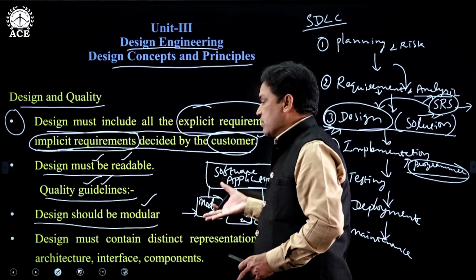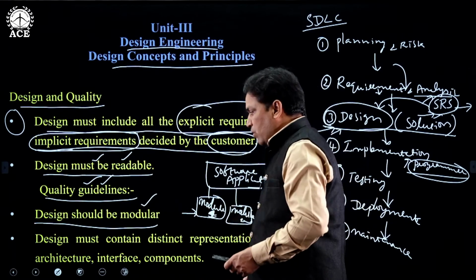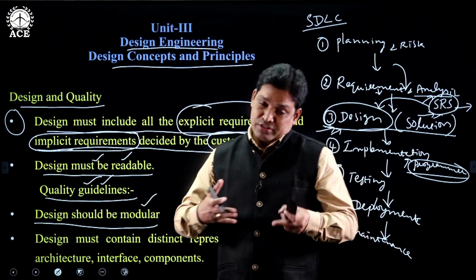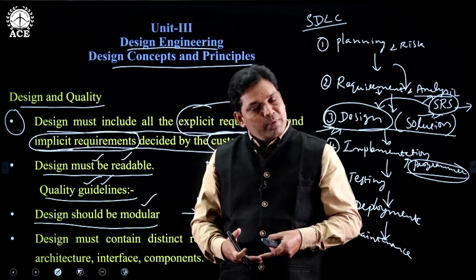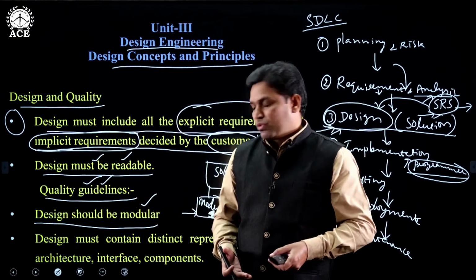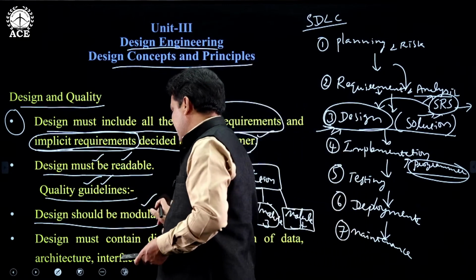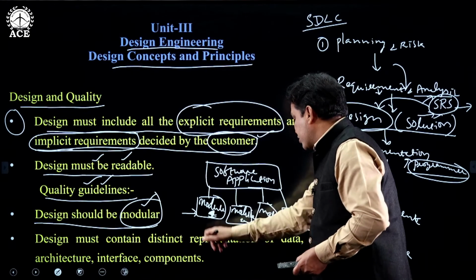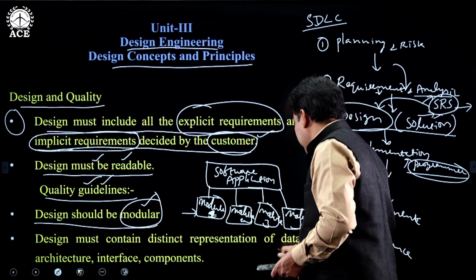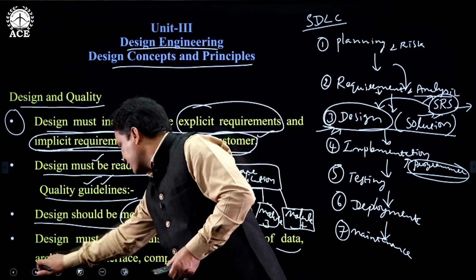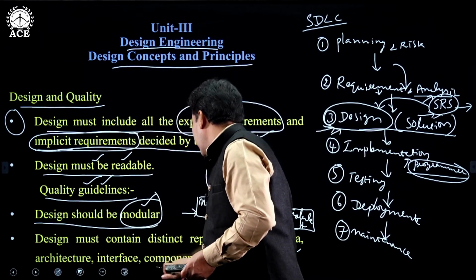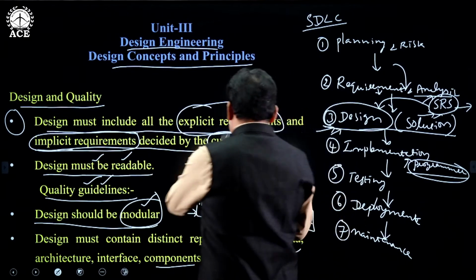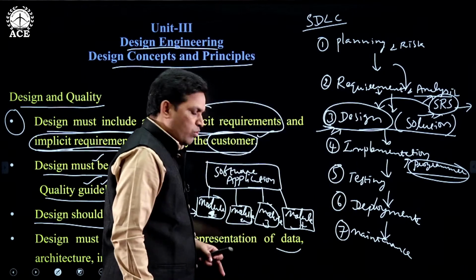So the design model is supposed to be in the form of various modules, so that the designers can easily understand and design it, and it can be easily understood by the programmers. They can easily generate some source code. That is the advantage of modularity, right? Design must contain distinct representation of data, architecture, interface, components. So we know the importance of a large complex application getting divided into modules.